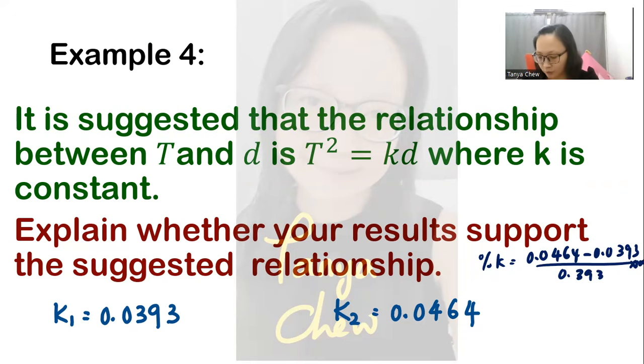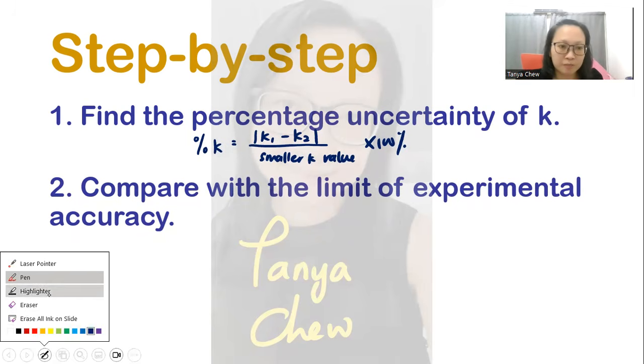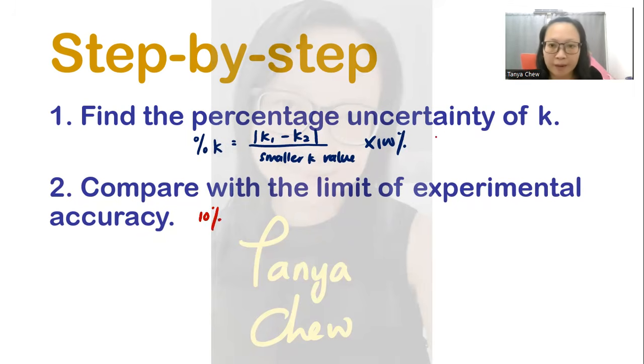So I'm going to do it right now. 0.0464 minus 0.0393 divided by 0.0393 and times 100%. So this is the one that I got. Percentage uncertainty of K that I calculated is 18%. Then compare with the limit of experimental accuracy. It actually depends on your logic sense as well. If your limit of accuracy is within 10% and my percentage uncertainty of K is 18%, then this is out of the limit of experimental accuracy. If your limit of experimental accuracy is 20%, then this is still within the limit of experimental accuracy.